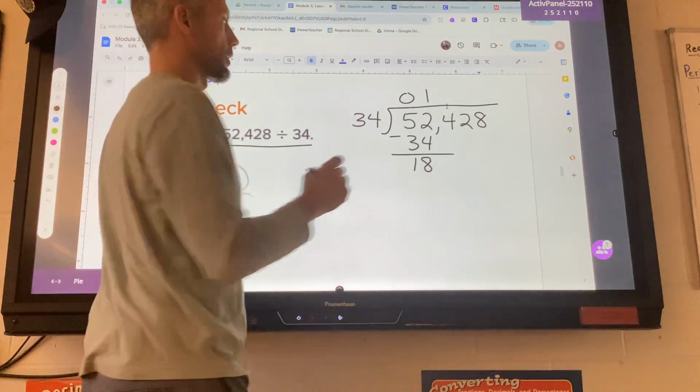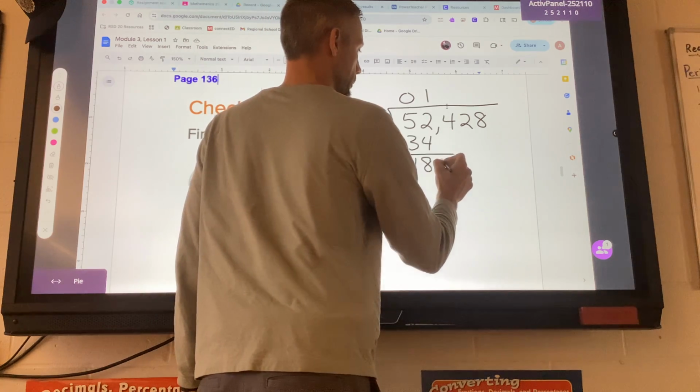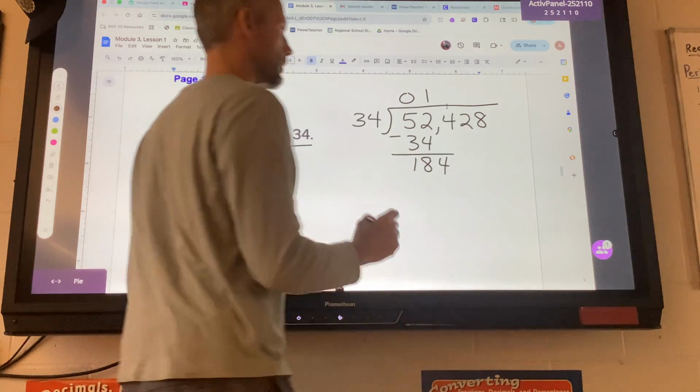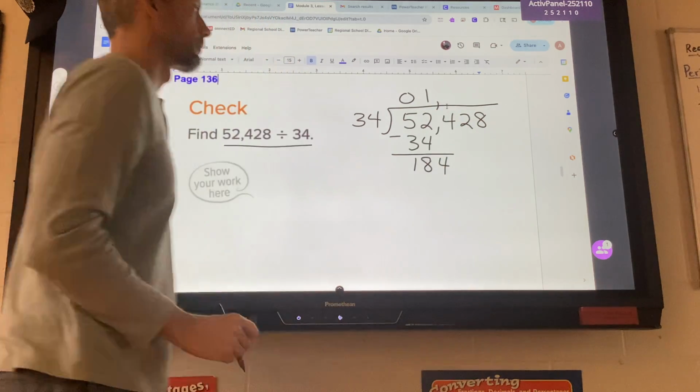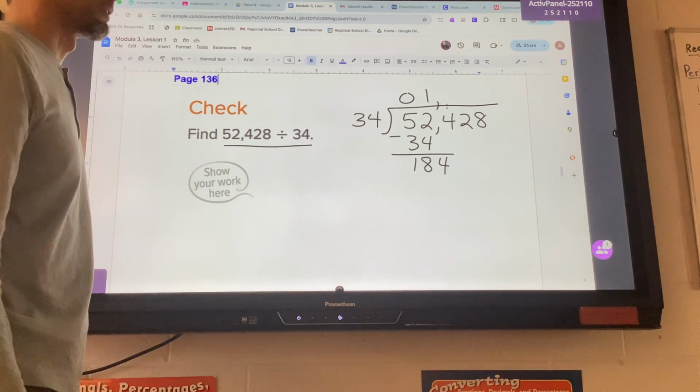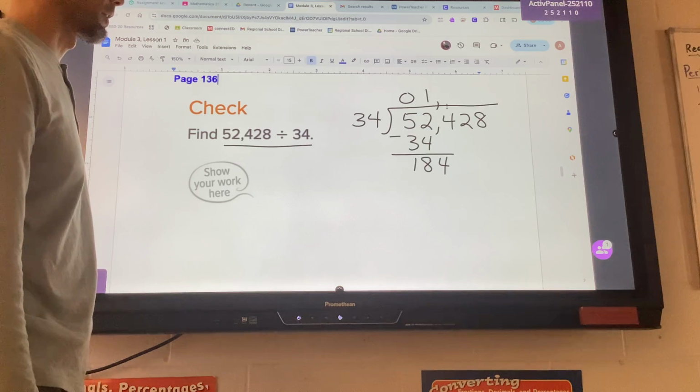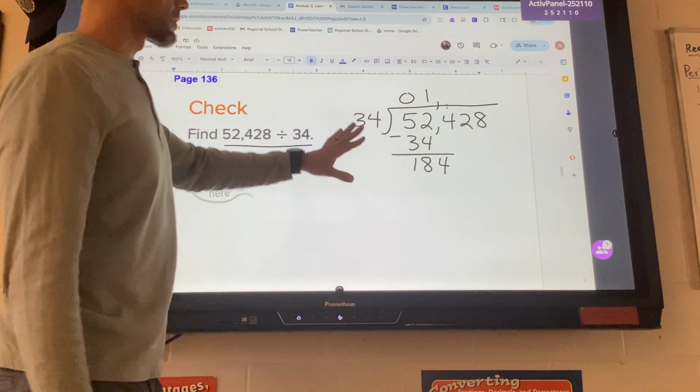So now that we subtracted, 18 is less than 34, we're going to bring down the next number, which would be the 4. I am going to bring my comma up into the answer so I don't forget it. You could always do that at the end if you have a 4-digit number. Obviously, there's going to be a comma in there. This is where it does get tricky.